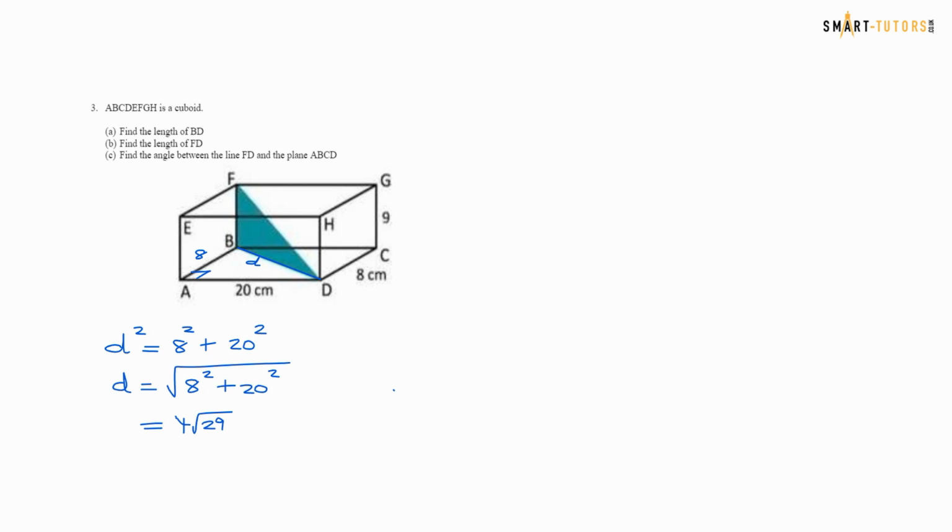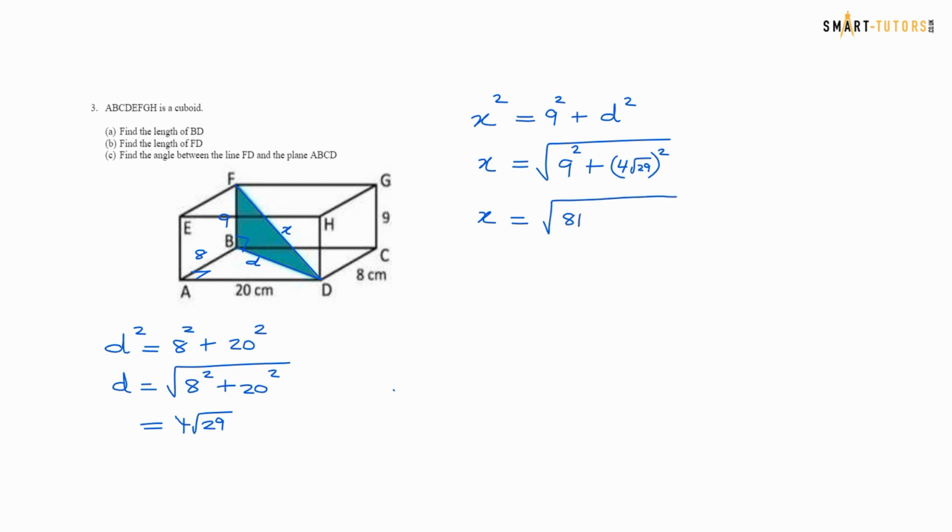So length of FD means here is F, here is D. That is the length we need to find out. The easiest way is, this is 9, that is going to be 9. And the D we already know, and we can find out the FD. Let's say I put X as the FD. So X squared equals 9 squared plus D squared. So X equals the square root of 9 squared plus D squared. So 4 root 29 whole thing squared. So let me quickly do 81 plus 16 times 29.